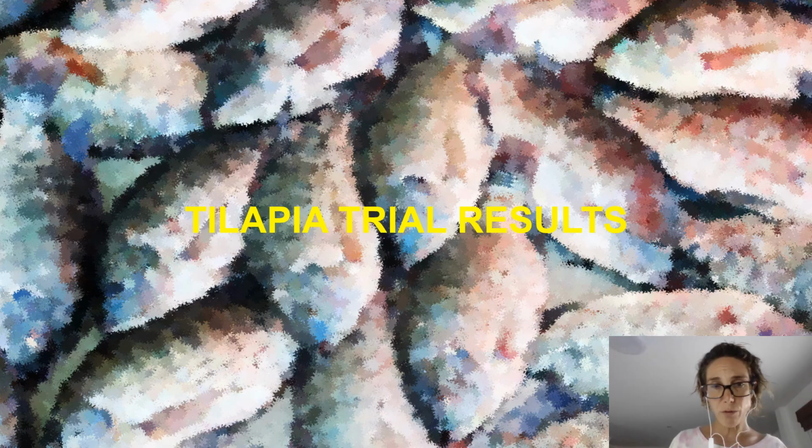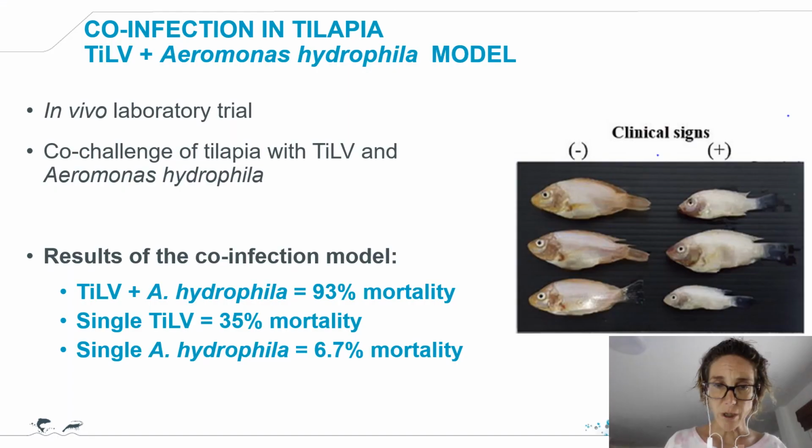So I'm going to go quite quickly into the tilapia trial results. This is a trial result from an in vivo laboratory trial where there was a co-challenge of tilapia lake virus and Aeromonas hydrophila. This is a model that has been developed by Kasetsart University, where we can see that a combination of these two pathogens, tilapia lake virus and Aeromonas hydrophila, in co-infection can cause 93% mortality. Single tilapia lake virus 35 and single Aeromonas hydrophila only 6.7.